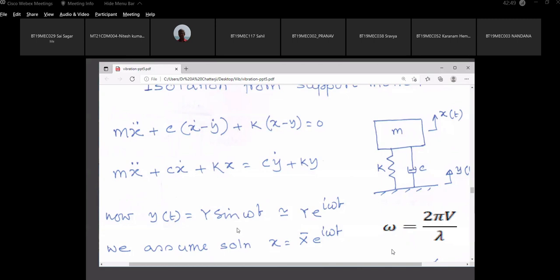So here also we will apply that technique of using complex quantity. Our force, sorry, y(t) is a sinusoidal variation. It may not be. The unevenness in the road may not be a sine curve. But right now, let us assume that unevenness is a sine curve. Then it can be represented as y sine omega t. Now this omega depends on velocity and wavelength.